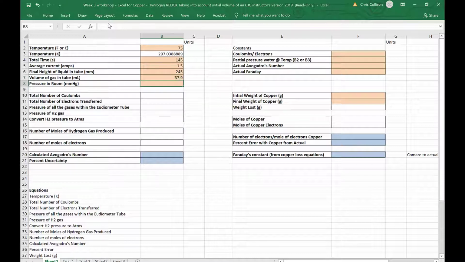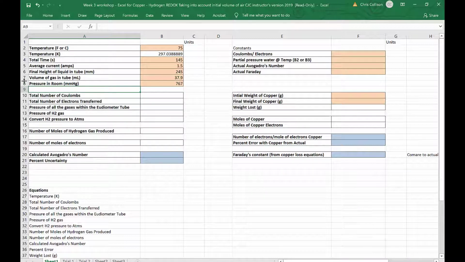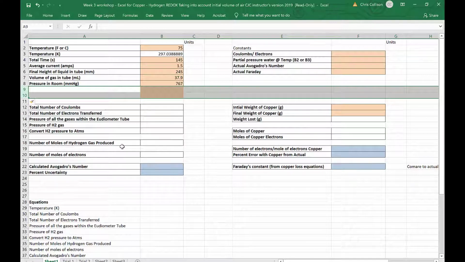We're also going to provide the pressure of the room, and we're going to provide this in millimeters of mercury. So we'll call this 767. Okay, and this is where I'm going to add a couple of rows in here. So right click, add, insert 2 rows.